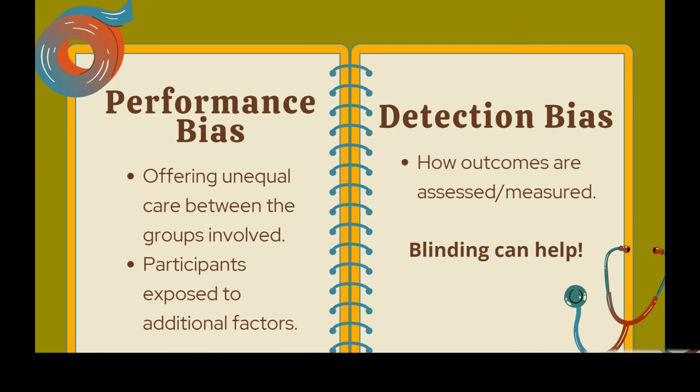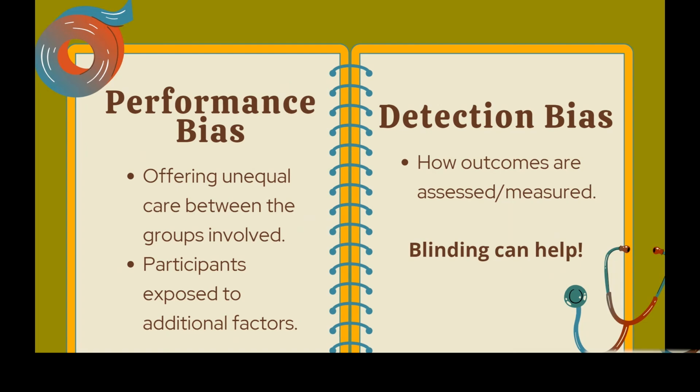Performance bias can occur during a study if the researchers do not offer equal care between the groups, perhaps because of their knowledge of whether participants are receiving the intervention or not, or if the groups are exposed to something unrelated to the intervention. Detection bias is related to how outcomes are measured or assessed.